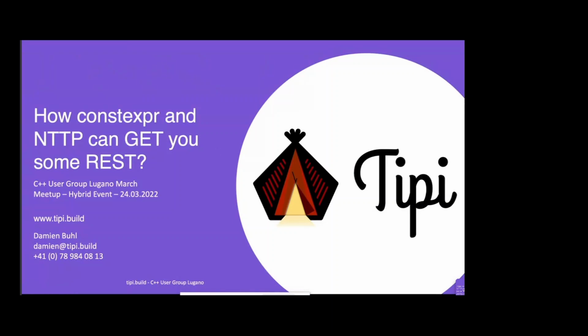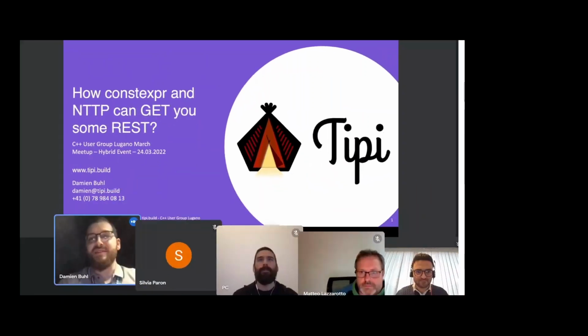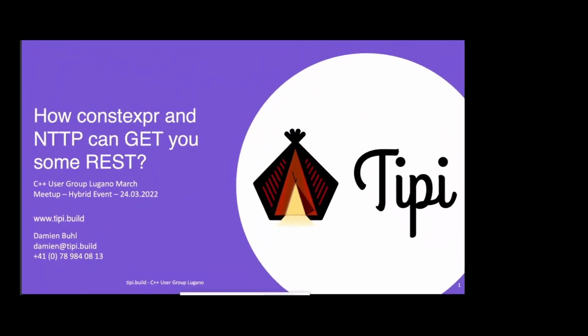Okay, super. So I would like to discuss how you can use constexpr on the non-type template parameter, the so-called NTTP, to get some HTTP requests for RESTful web services, actually. I will go over what REST is and so on, but I think most people know.